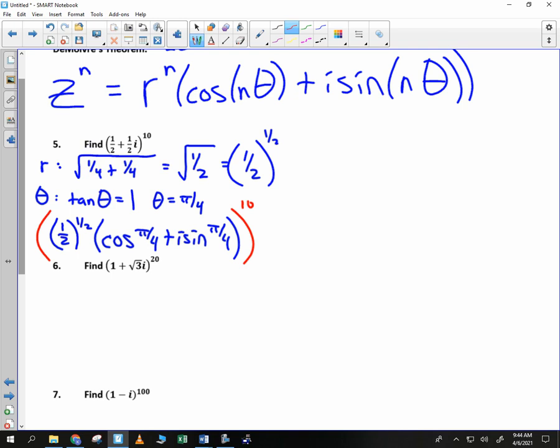If I have a power to a power, what do I do? So everybody agree this turns out to be 1/2 to the 5th? See why I wrote it like that now instead of writing it with the square root? So I got 1/2 to the 5th. Times, what do I do to the angles? Multiply it by 10. And I get cosine of 10 pi over 4. What's 10 pi over 4? 5 pi over 2.